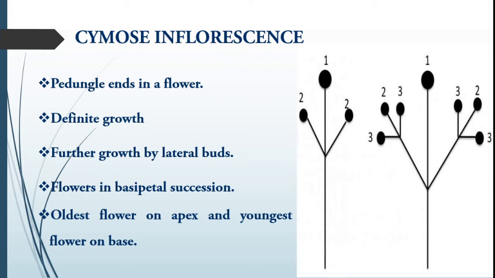In cymose inflorescence, the peduncle ends in a flower. That is, the peduncle has a definite growth which ends in a flower, and the further growth takes place by the lateral buds. So we can say that the flowers show a basipetal succession, in which the oldest flower is seen at the apex and the youngest flower is seen at the base.